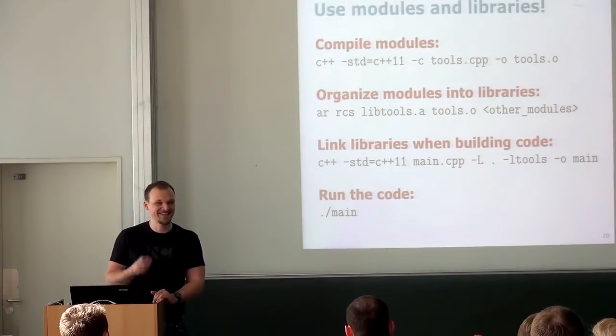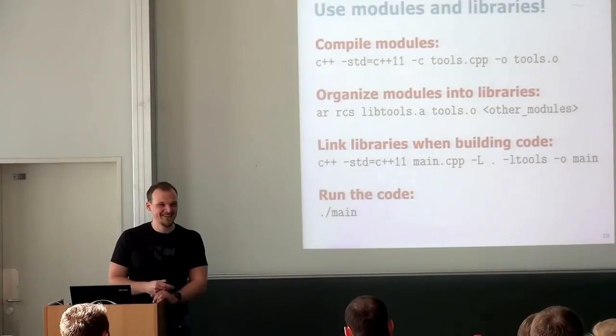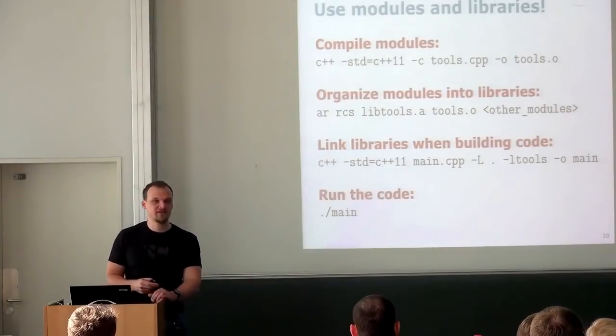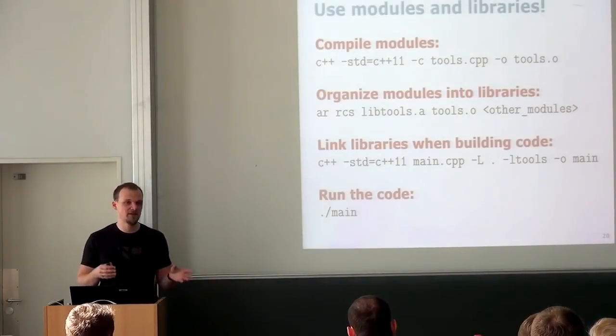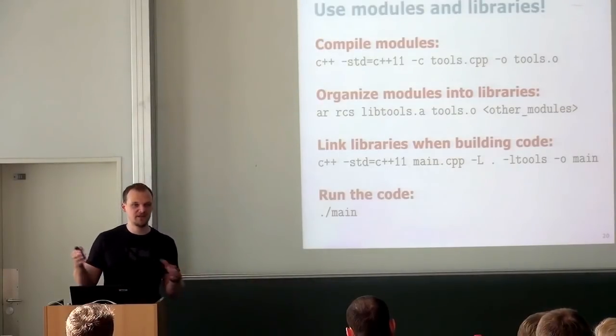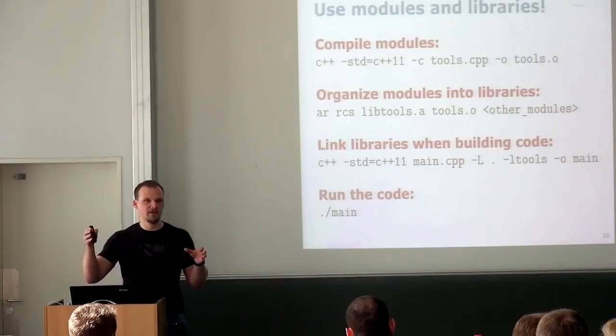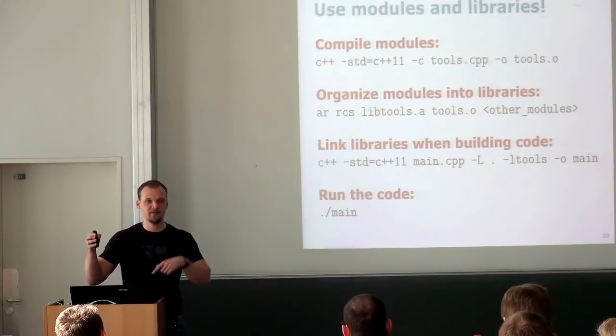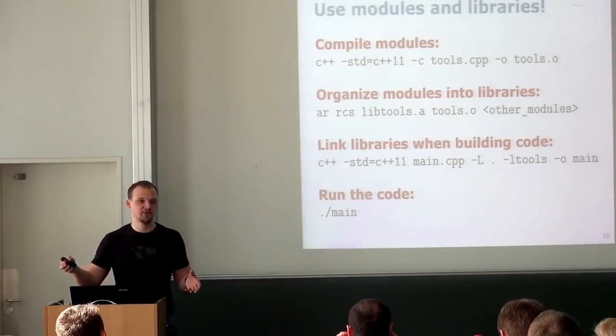Yeah? Sorry, I didn't see it before. What's the difference between CPP and O? O is compiled, so it's already binary. O is a binary file. You cannot read it in a text editor. CPP is just text. So O is the thing that is produced from a CPP by compiling a CPP. So it's machine readable code.